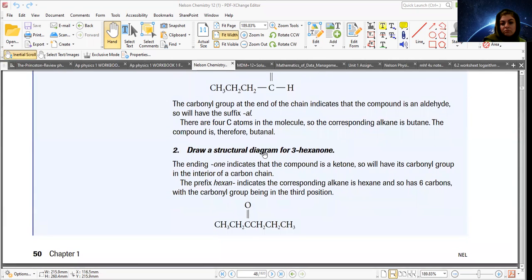Draw the diagram for 3-hexanone. So it means on the third carbon you have a double bond with oxygen. Hexanone means you have 6 carbons: 1, 2, 3, 4, 5, 6. On the third carbon, you have a double bond with oxygen.